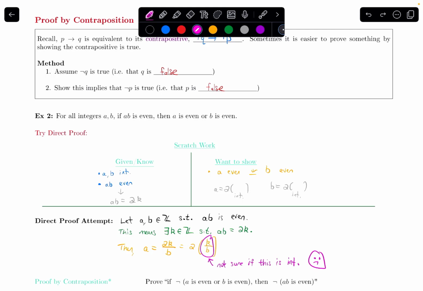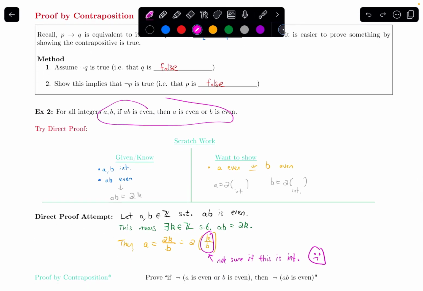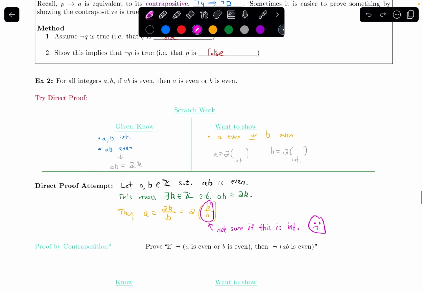So the contrapositive of this statement would be, we'd try to prove: if it's not the case that A is even or B is even, then it's not the case that AB is even. Okay, so let's break this down. If I'm negating an OR statement, I can use De Morgan's laws, right? So I have my if right here. De Morgan's law says the OR will change to an AND.